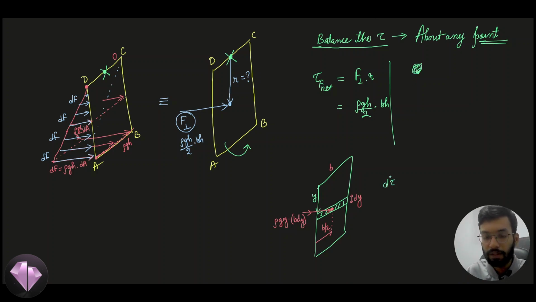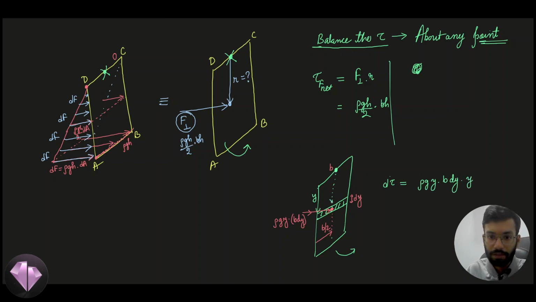So d tau vector, if I write it, obviously all the torques are in this direction. All torques are anti-clockwise, so they are going to add up like scalars, right? All the torques are in the same direction, so about this point where we are calculating the torque, they will directly add up. So at this point all the d tau will add up. d tau would be equal to rho Gy into B dy into y, right?